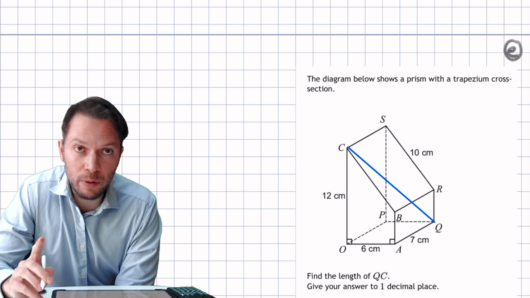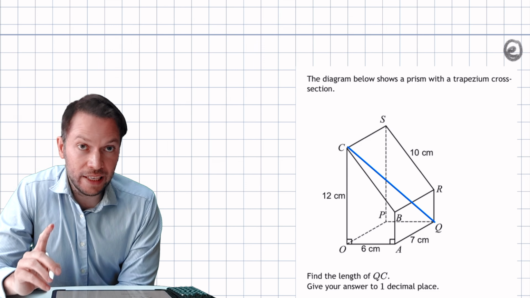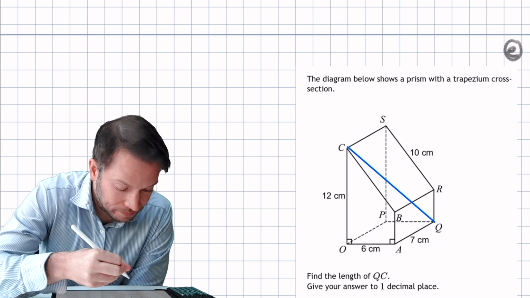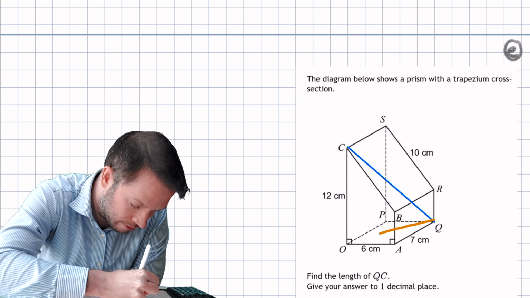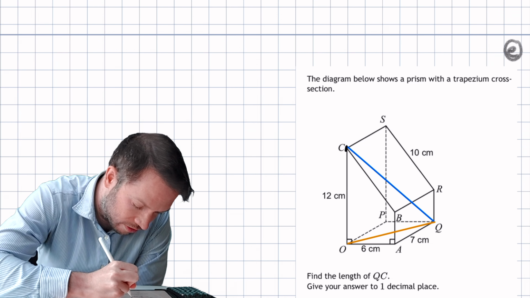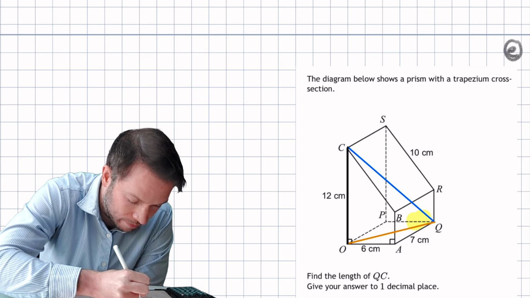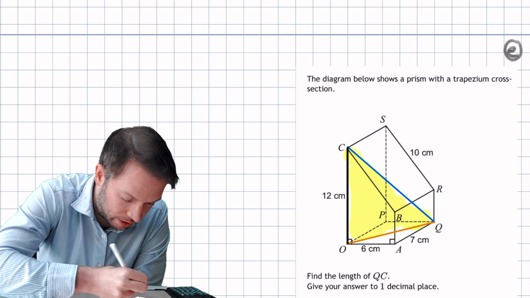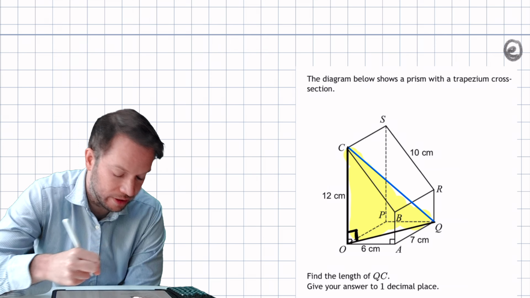Now, we saw that the key with all these 3D Pythagoras problems is to identify a 2D triangle that we can then use Pythagoras on. If I add an extra length from Q to O, can you see that if I include OC as well, we've got a right angle triangle? The right angle is between these two lengths. Let's make that black for clarity. There we go, that's better.